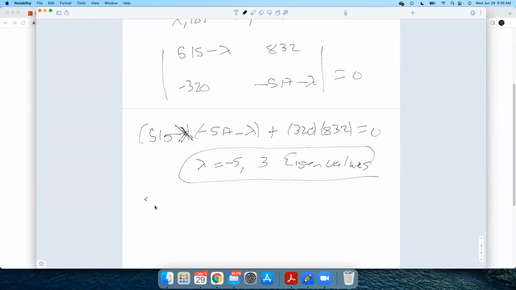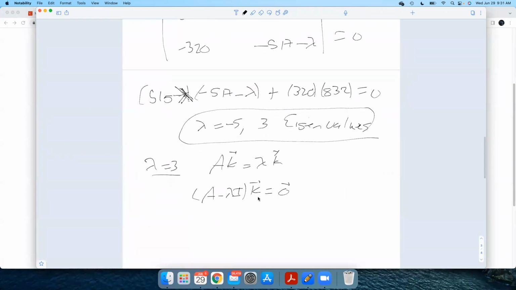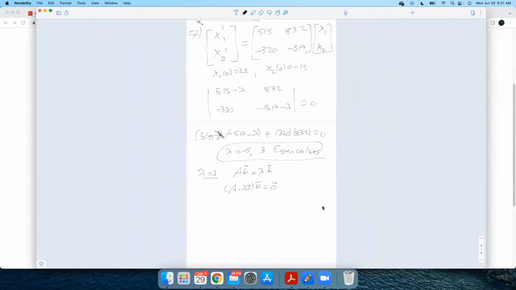Okay, so let's do lambda equals 3 first. Remember, there are two different ways to find an eigenvector. You can do A times K equals lambda K, or you can do A minus lambda I, where I is the identity matrix, times K equals the 0 vector. I find this second one easier. That way I get 0 on the right-hand side for both equations. So I'm going to do that one.